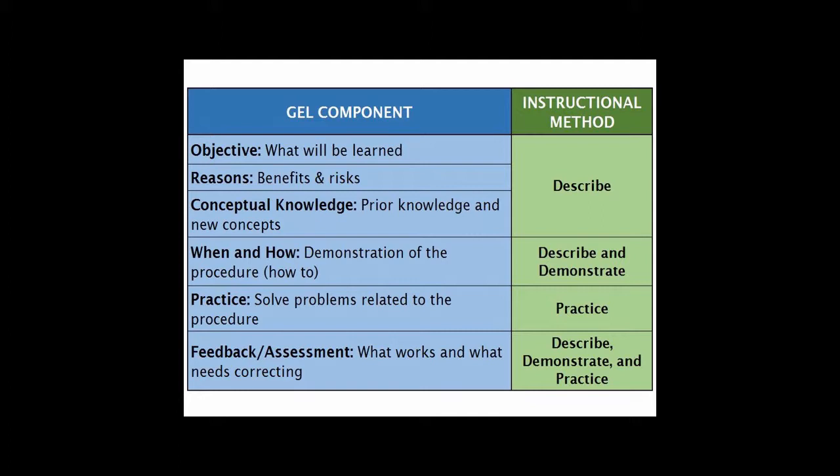The table that you see has the basic components of the guided experiential learning framework. So you'll see it has objectives, reasons, conceptual knowledge, etc. These are not the only components of the GEL, but they're the main ones and good for illustration purposes here. Notice in the second column we have the instructional method. So when we state an objective to our learners, we are describing that objective. We are describing the reasons. We are describing the conceptual knowledge of any new terms that they need to know.